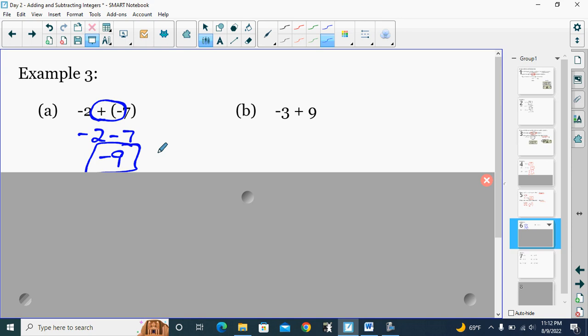Part B, negative 3 plus 9. 3 is negative, 9 is positive. One positive and one negative, we want to subtract the numbers. 9 minus 3 is 6. And the bigger number was the 9, which is positive, so positive 6.